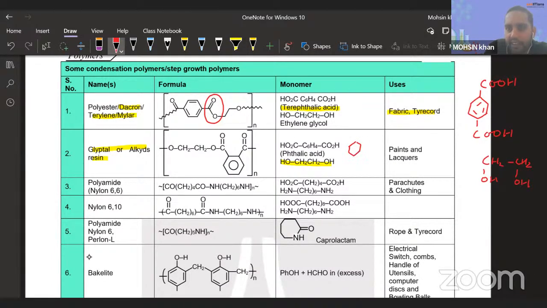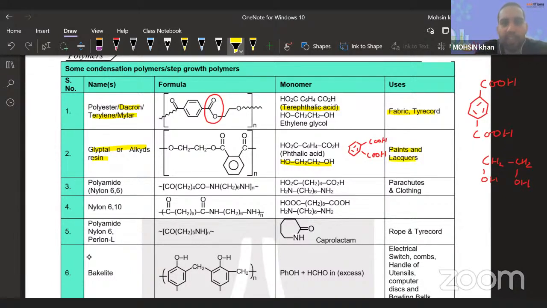What is phthalic acid? In terephthalic acid, we have carboxylic acid on the para position. Here we will have carboxylic acid on the ortho position. So this is known as phthalic acid. From phthalic acid, we get glyptal. The uses are paint and lacquers.